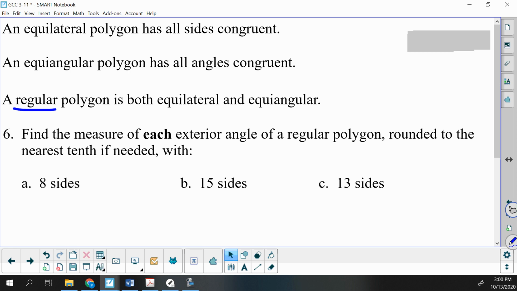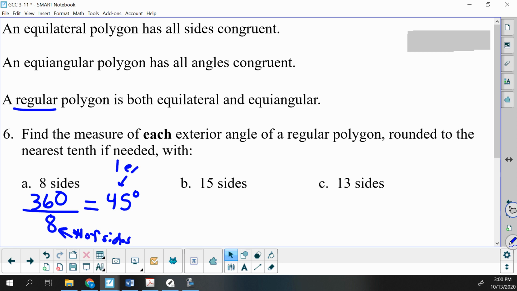So if we want to find the measure of each exterior angle in a polygon, we're going to round to the nearest tenth if we need to. Well, just take what you start with in degrees, 360, divided by our number of sides, and that's going to give us one angle. So we would get 45 degrees. Now notice our setup here. We did 360 divided by the number of sides, and this told us one exterior angle in the regular polygon. And that's what we were looking for.